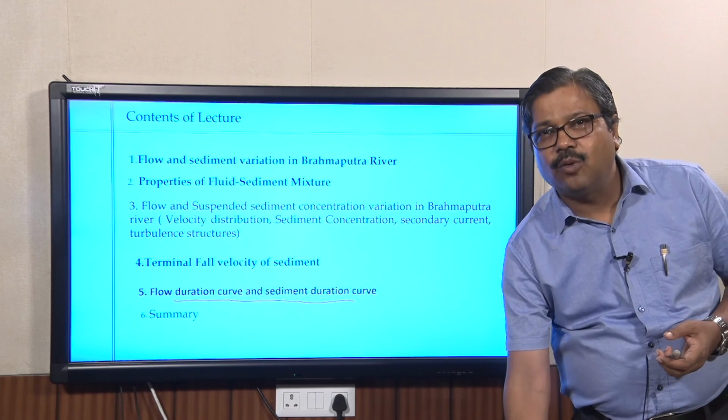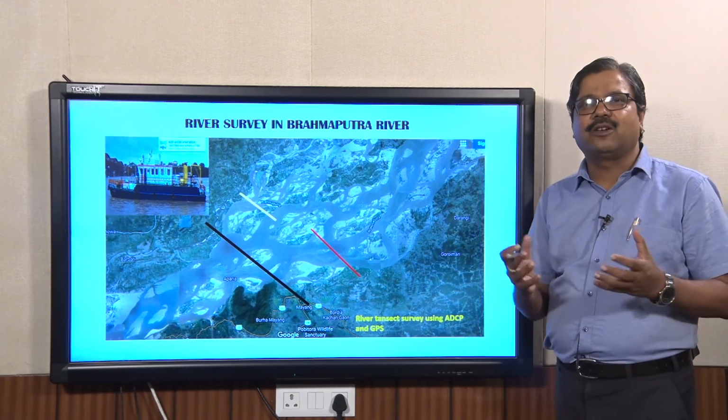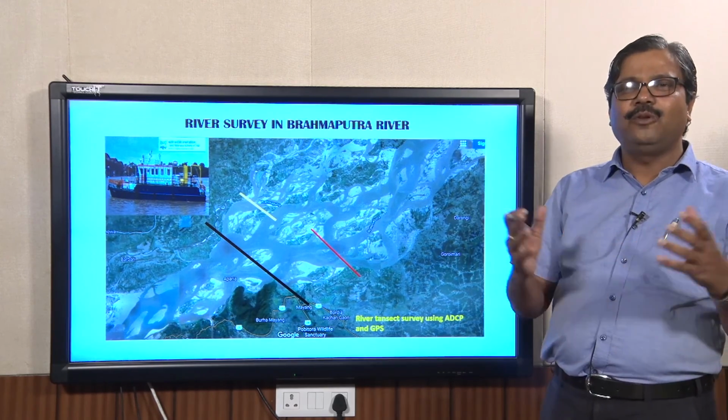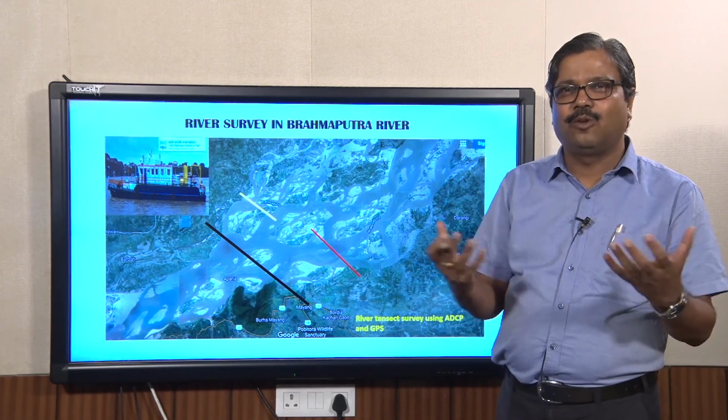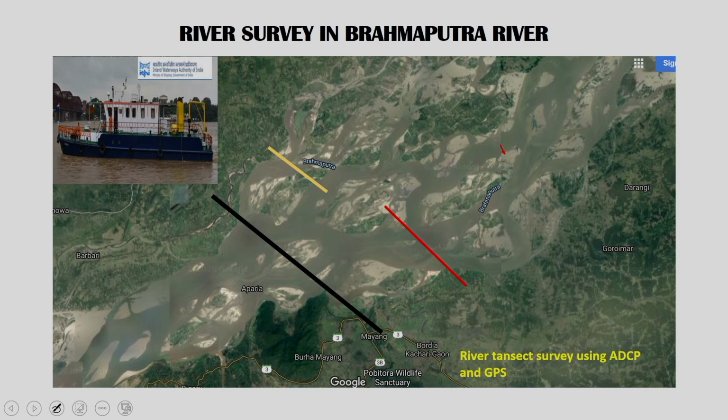Looking at that, let's go to the next slide, where I am showing the river survey of the Brahmaputra river. If you look at these satellite photographs, from the Google Earth satellite data, the river width at this stretch comes to more than 10 kilometers. So you can understand what the width of the river could be: 10 kilometers. That's the width of the river.